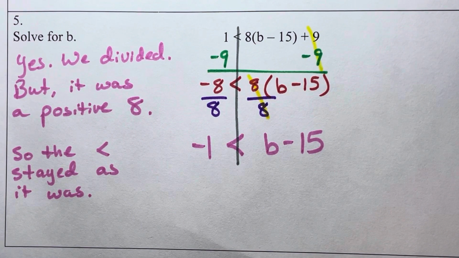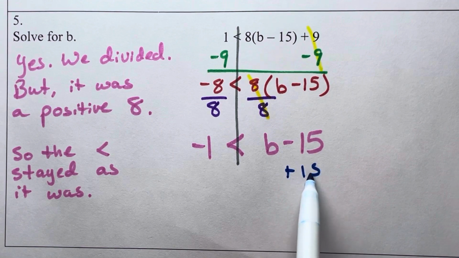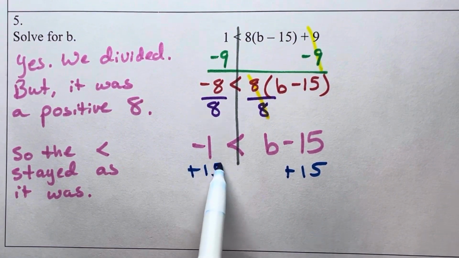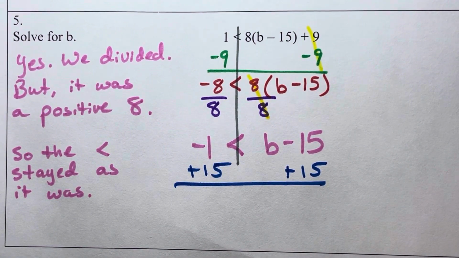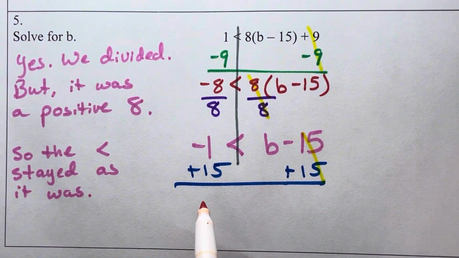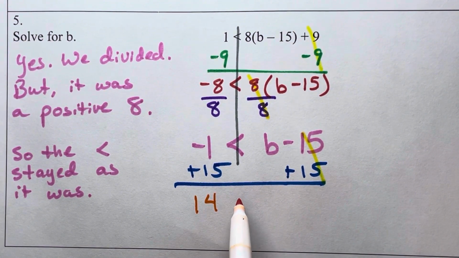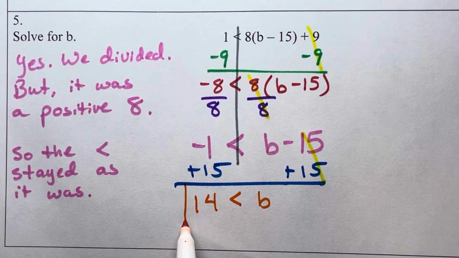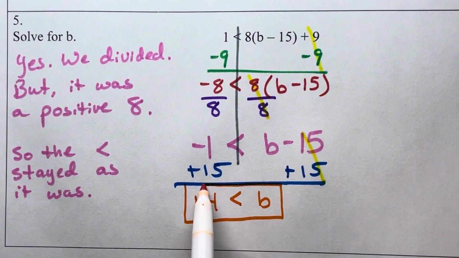All right, let's finish this up. How do we get rid of that 15? That's right, we add it over so that our 15s on the right side of the equation can cancel out. As a result, negative 1 plus 15 is a positive 14, which is less than b. Now, this is one way that you can write your final answer.